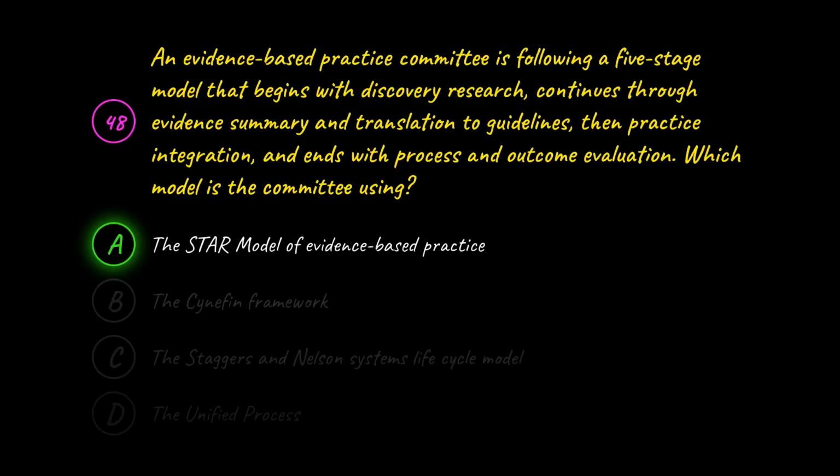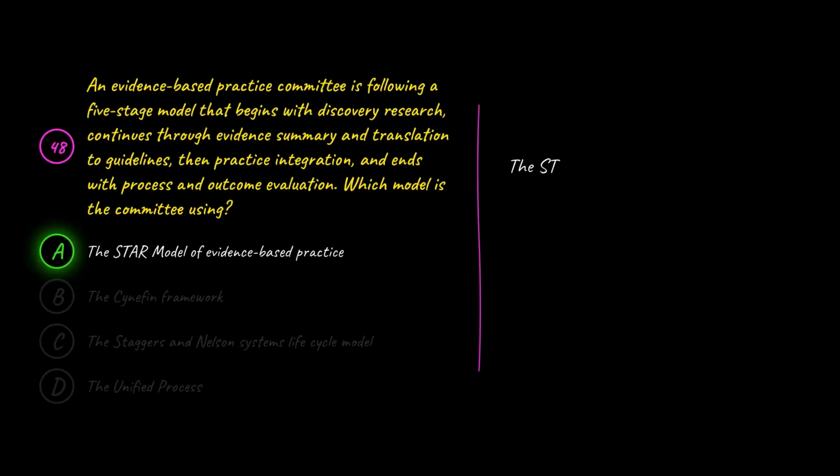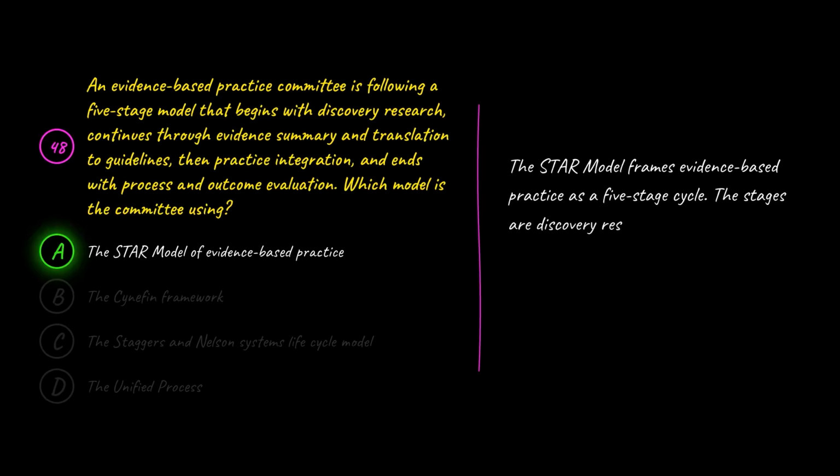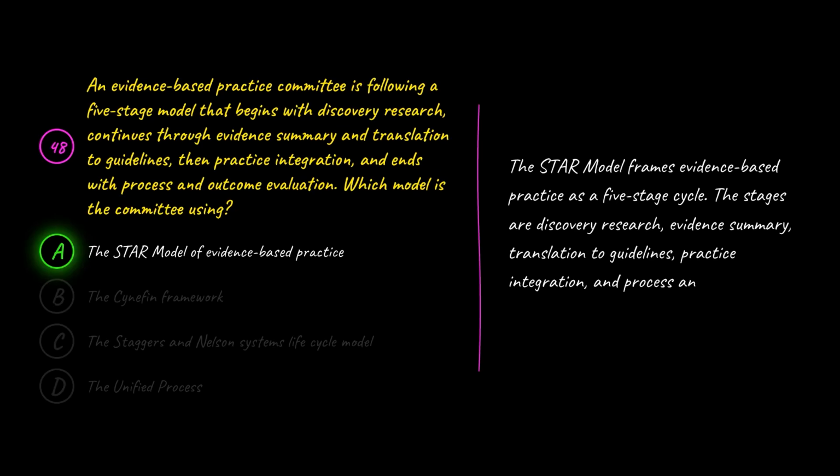The correct answer is A. The STAR model of evidence-based practice is correct because the STAR model frames evidence-based practice as a 5-stage cycle. The stages are discovery research, evidence summary, translation to guidelines, practice integration, and process and outcome evaluation. The sequence in the scenario is a direct match.